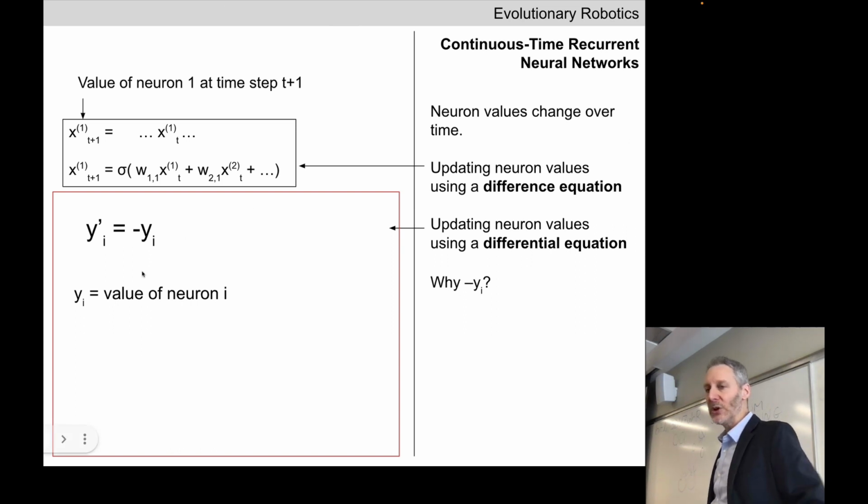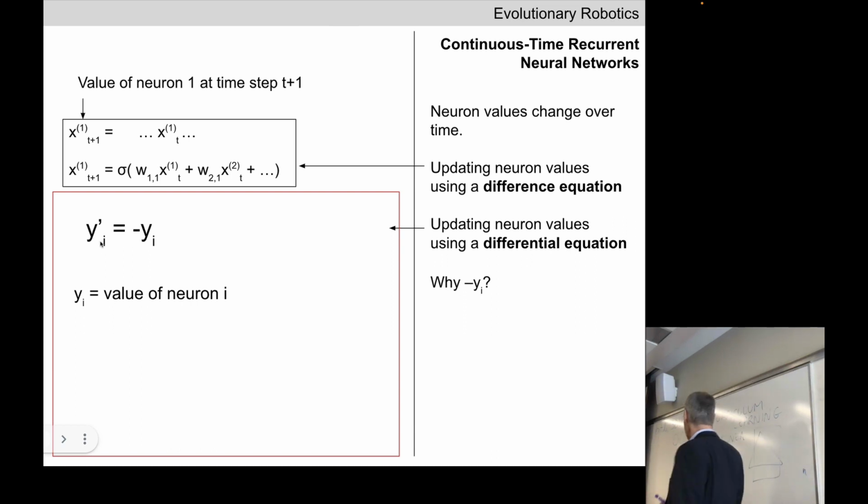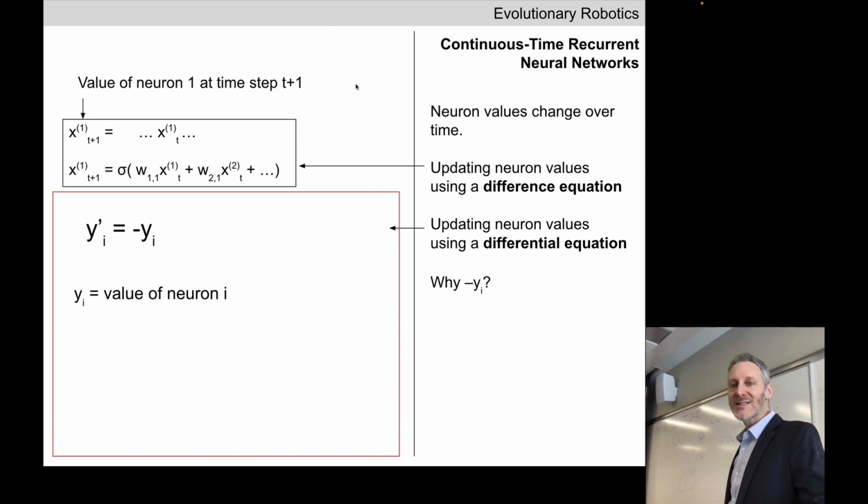In the box here, we're going to build up a differential equation that describes the rate of change of y sub i, where y sub i is going to represent the value of the ith neuron in the neural network. If we have a CTRNN that has 20 neurons in it, that neural network is going to be described by 20 differential equations. Y0 prime, Y1 prime, Y2 prime, dot, dot, dot, all the way through to Y sub 19 prime. I'm not going to force you to write 20 differential equations.